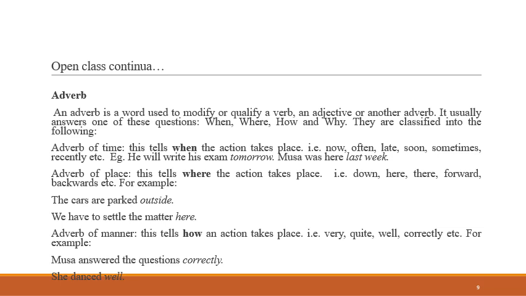For instance, we have adverbs like very, quietly, well, correctly. For instance, Musa answers questions correctly. Correctly here is an adverb of manner. That's why it's italicized. She danced well. Well here indicates what? Manner. Manner in which she danced.